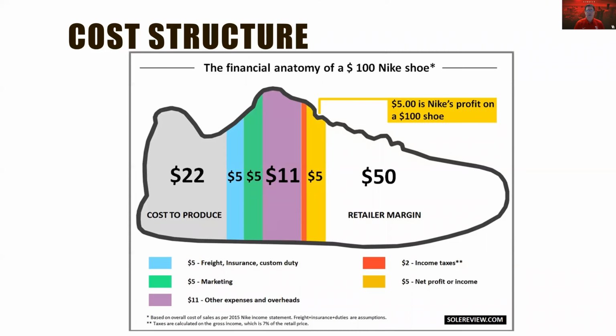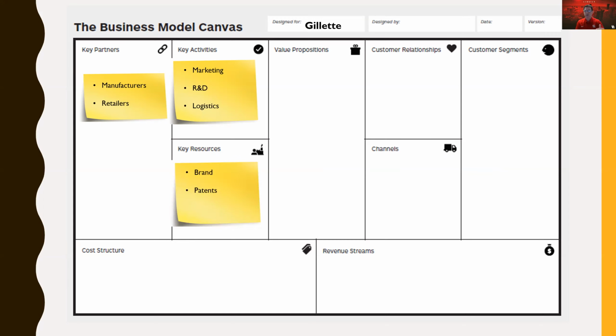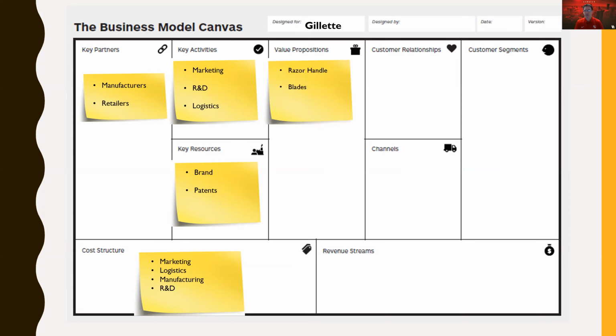So that's Nike. If you want to take one quick example through, I'm going to run you through Gillette. Everybody knows razor blades, and you think about its key partners, it would be its manufacturers and its retailers. Who's making our blades and our handles, and who's selling our blades and our handles? What are its key activities? Marketing, R&D, and logistics. Key resources, branding and patents. Cost structure, marketing, logistics, manufacturing, and R&D. Those are all the things they're spending money on.